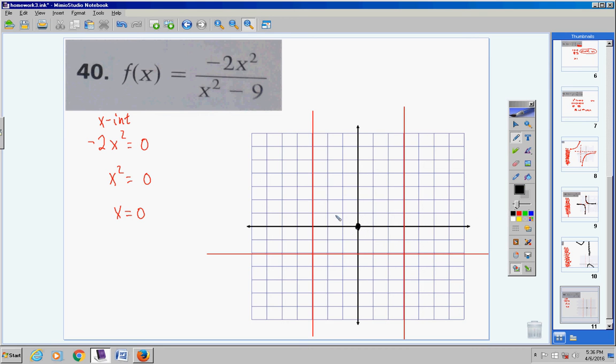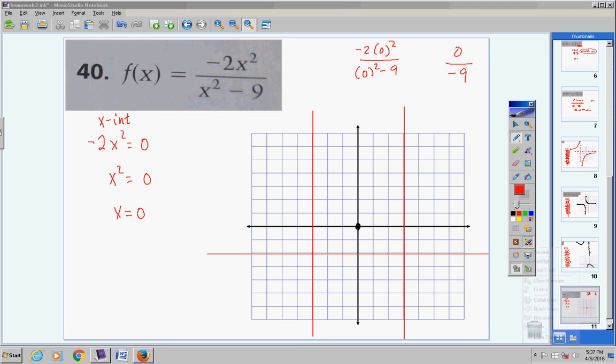Now, to find the y-intercept, everywhere there's an x, we're going to put a 0. So negative 2 times 0 squared, over 0 squared minus 9. 0 squared is 0 times negative 2 is 0, and 0 squared minus 9 is negative 9. So for the y-intercept, we put 0 in everywhere there's an x, we get out 0 over negative 9, which is 0, which we already know, so we're good.